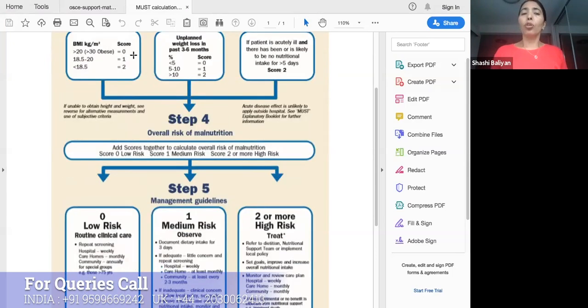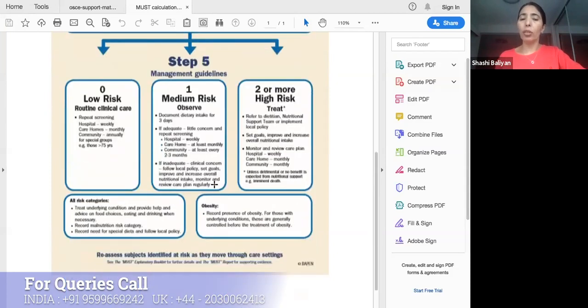Okay, so you will calculate all these scores and come up with a total score, whether it is 1, 2, 3, whatever, and according to that score, you will give the advice to the patient. If the score is 0, it is low risk. If it is 1, then it is a medium risk. And if it is 2 or more, then it is high risk. In the low risk, it is routine clinical care. So if they are in the hospital, you just do a weekly care.